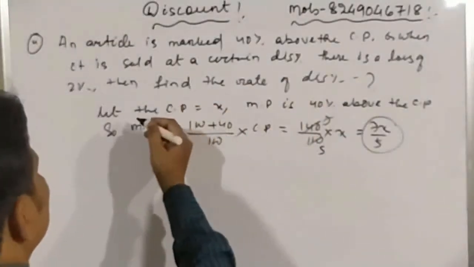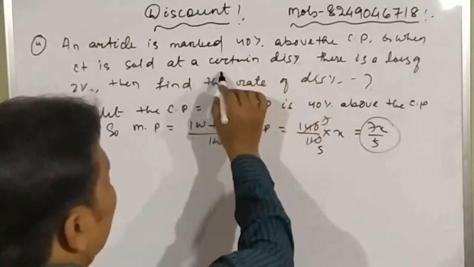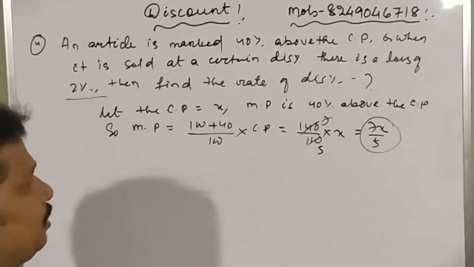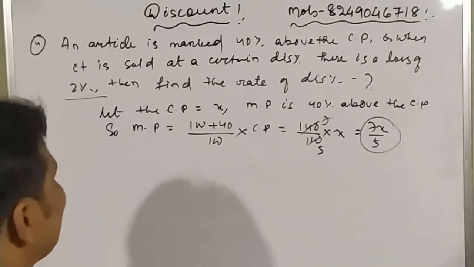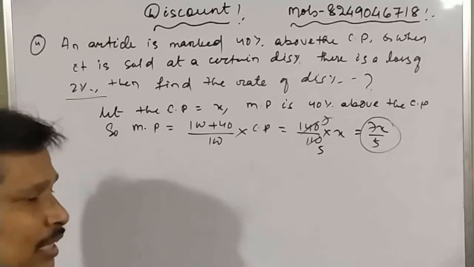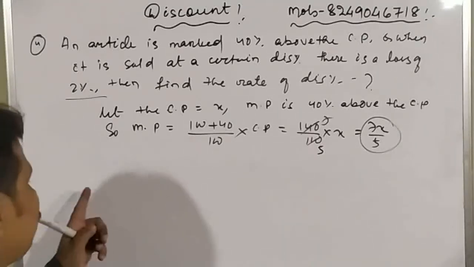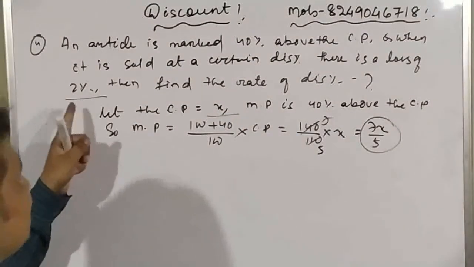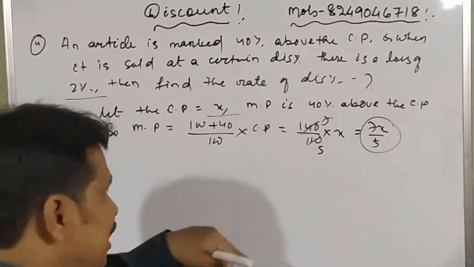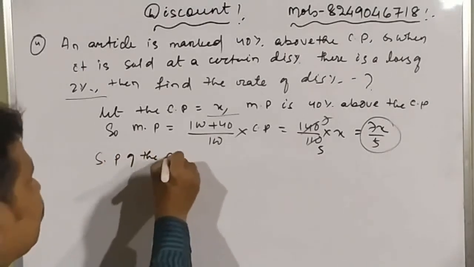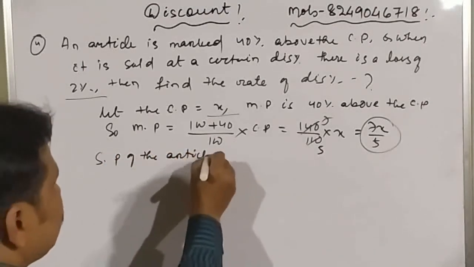And secondly, it is given that when it allows some discount percentage, then there is a loss of 2%. So at what amount will we sell that product so that we get the 2% loss? We can find out the selling price, since we already have the cost price and the 2% loss. So the selling price of the article is what?